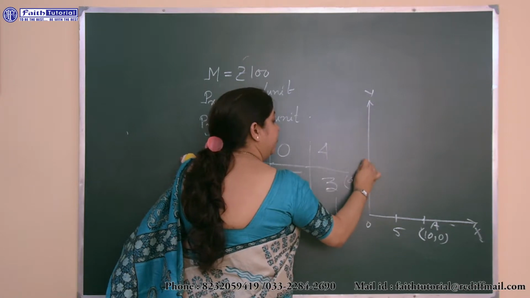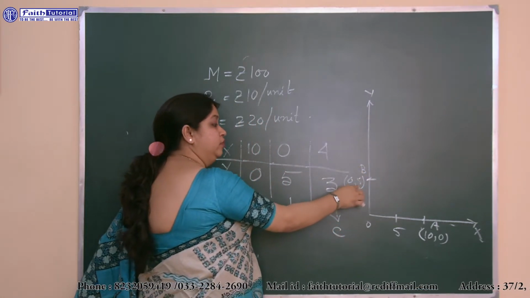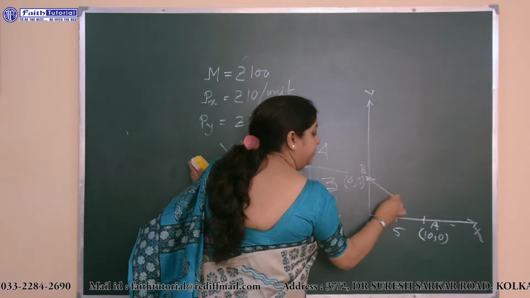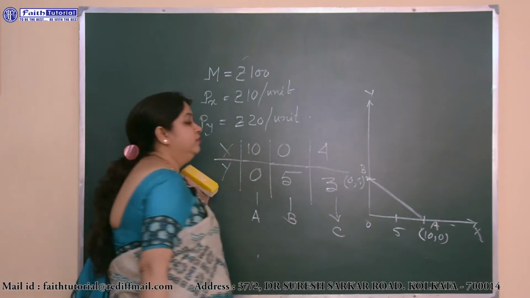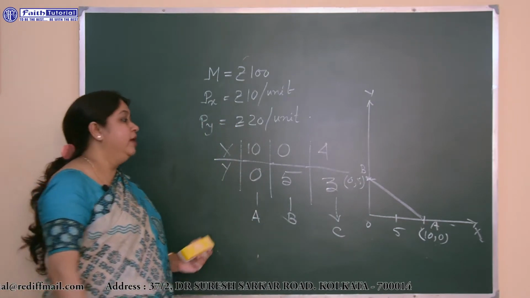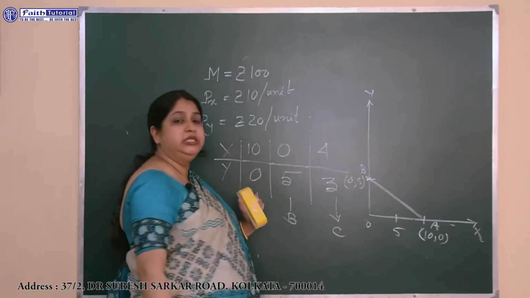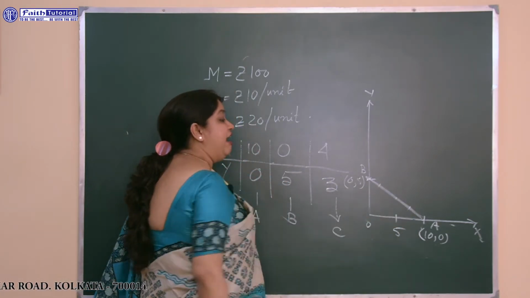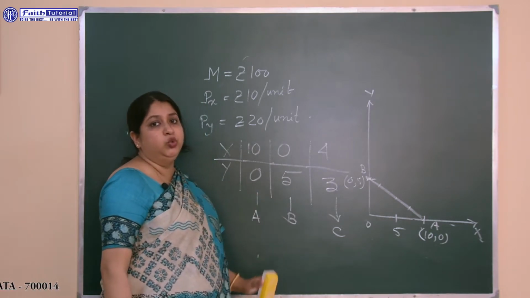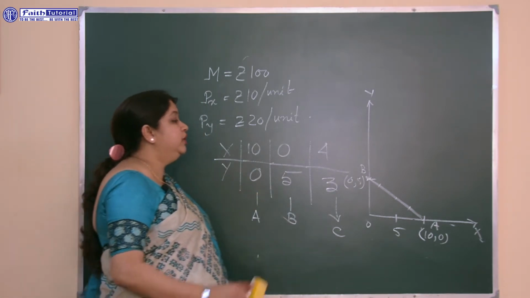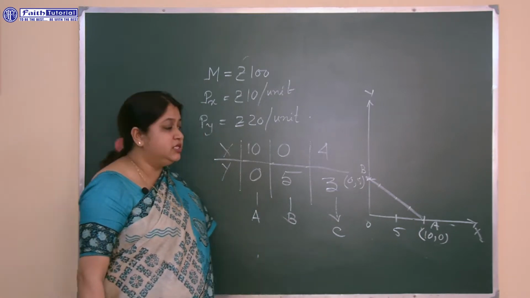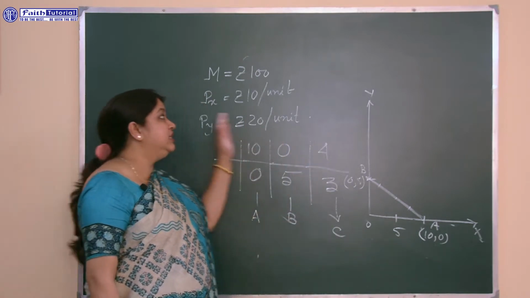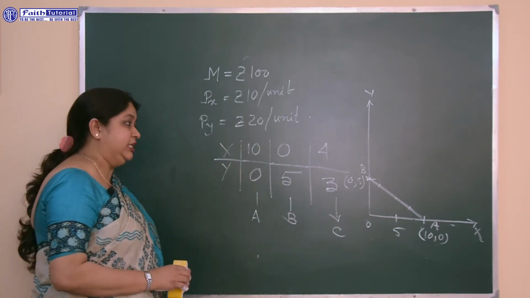This is B, where 0 units of X and 5 units of Y are consumed. By joining A and B, we get a line which is known as the budget line. So here AB is the budget line, and any combination lying on this budget line AB is affordable to the consumer. Affordable to the consumer means the consumer can purchase any combination lying on this budget line with his given income and prices of two commodities.